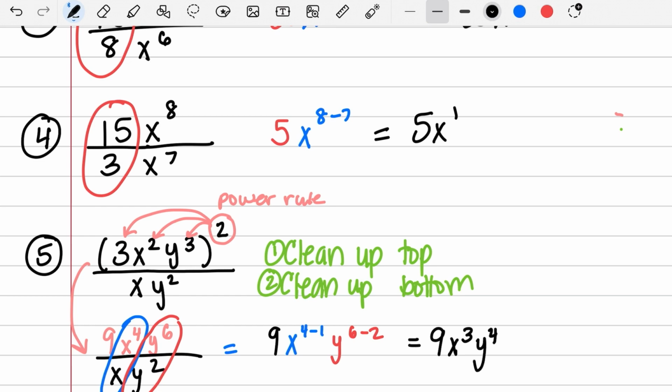So, quotient rule simply tells us when you have an exponent of similar base in the numerator and one in the denominator, subtract the exponents. Coefficients, you're just going to divide just like you've always done. And if you have something like number 5, clean up the top part first. And by that I mean if there's product rule, do the product rule. If there's power rule like this one, do the power rule. Clean up the bottom, and then you are going to simplify by subtracting.